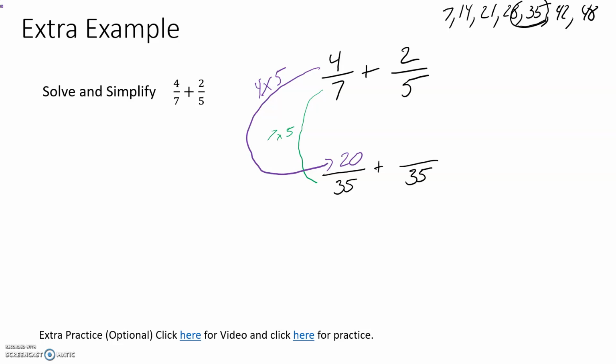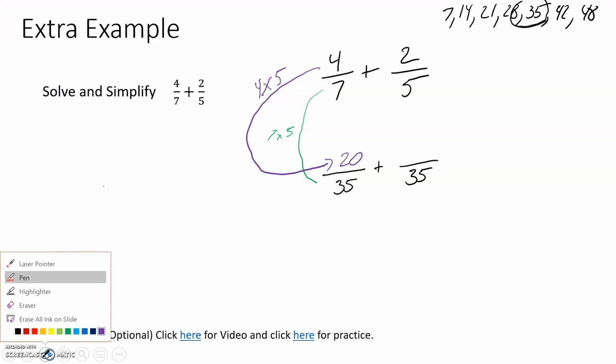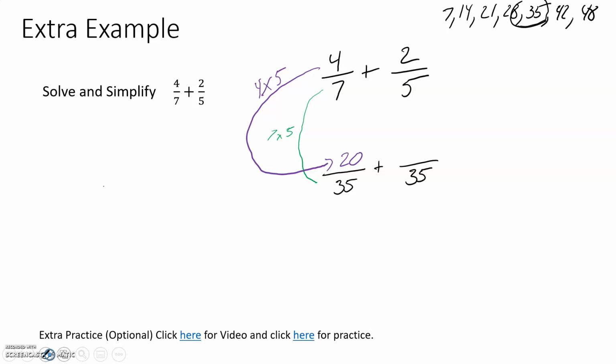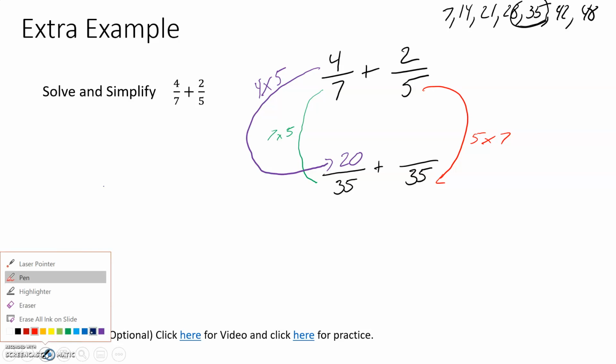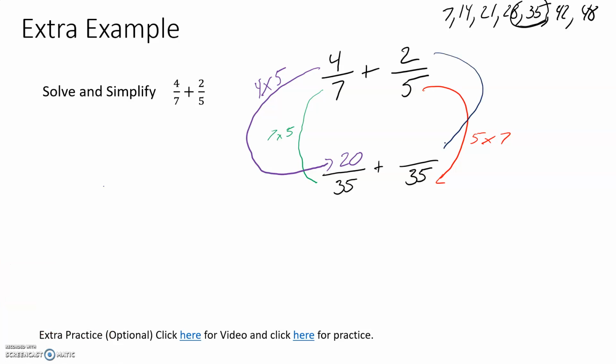So 5, I'm going to look at my denominators. 5 times 7 gives me 35. 5 times 7 is 35. So now I'm going to use that 7 this time and multiply it by my numerator. So 2 times 7, 2 times 7 is 14.